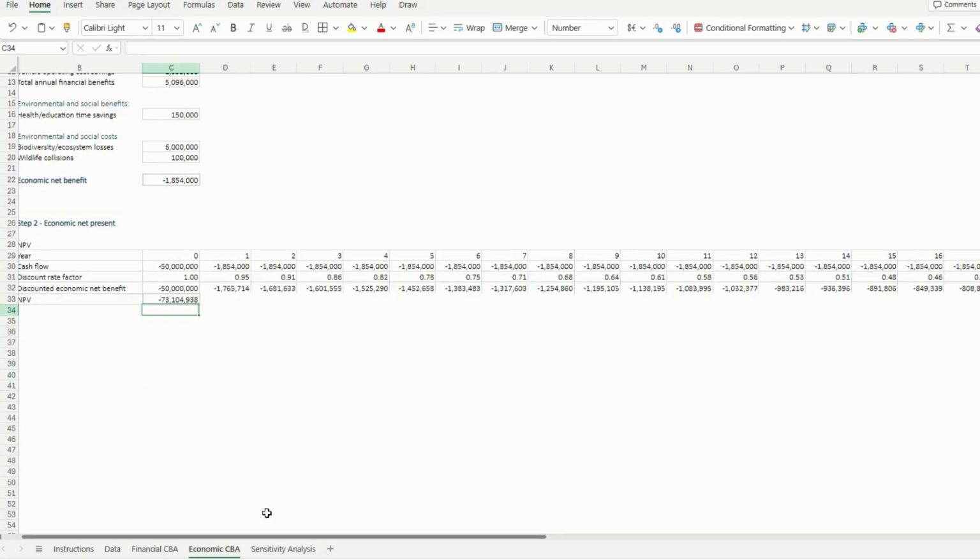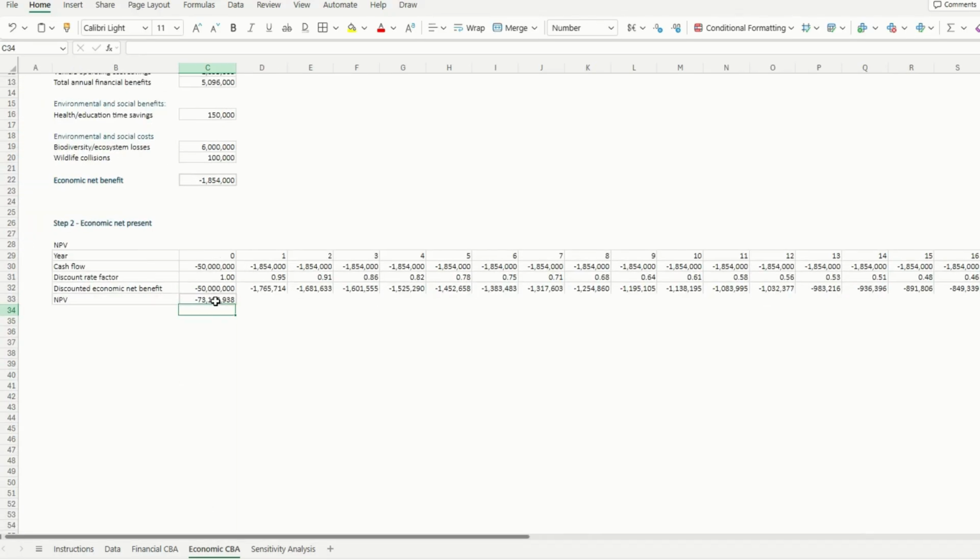Note that this time the result is negative. In other words, once we account for broader social and environmental impacts, the road project generates a net loss for society. This is a classic CBA lesson. A project can look profitable for certain groups, but harmful for society overall. That's why most governments and institutions require an economic CBA, not just a financial one, before approving big infrastructure projects.